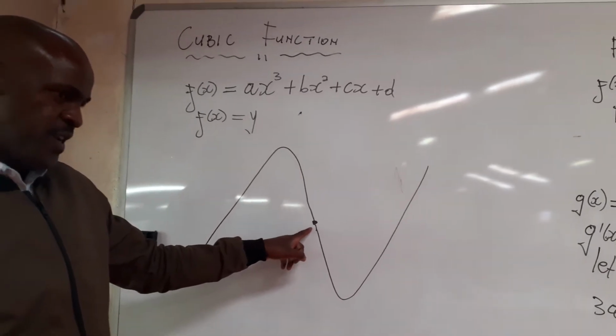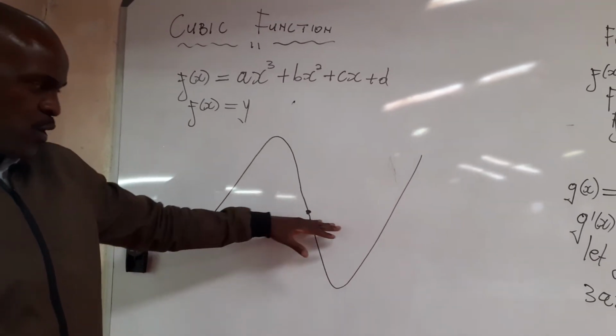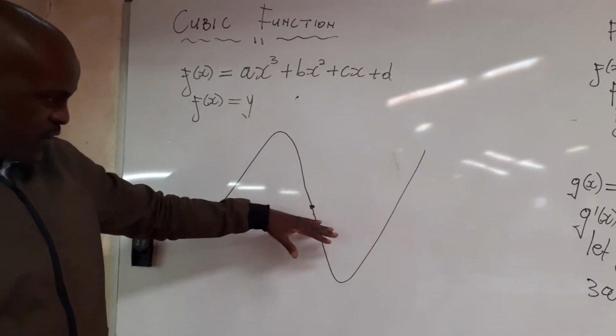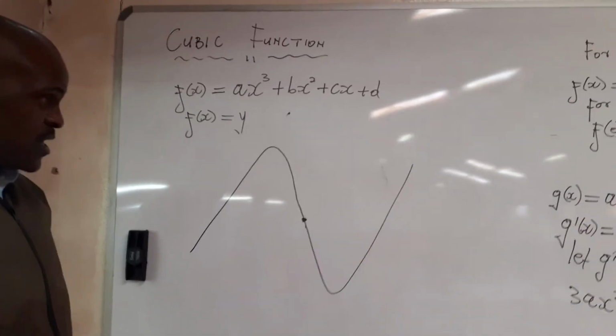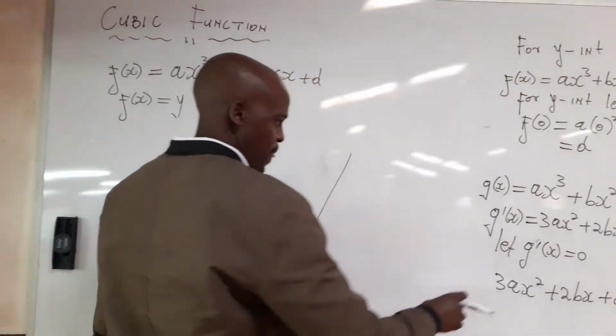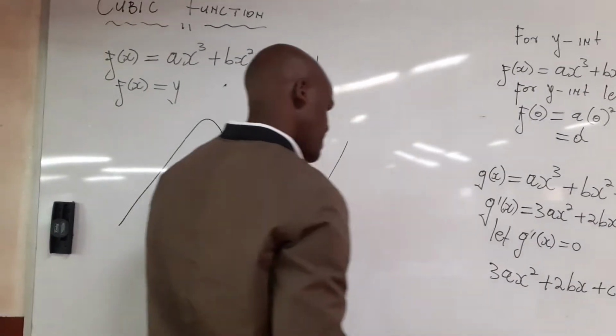The point of inflection divides our graph into 2 equal halves. It's where our graph changes its concavity. So for the point of inflection, you find the second derivative.